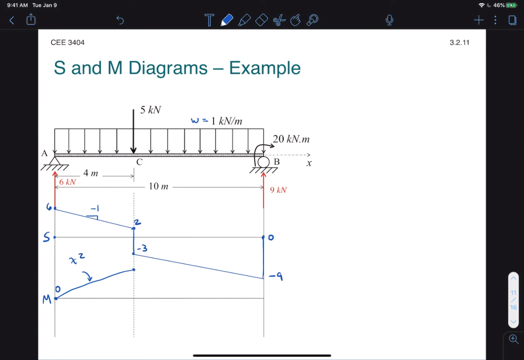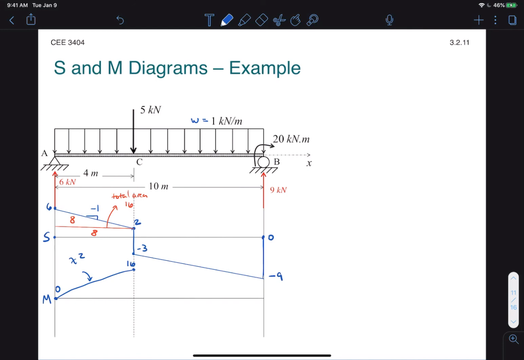To do that, we know that the change in moment from A to C is simply corresponding to the area under the shear diagram. The area under the rectangle is equal to 8, and the area under the triangle is also equal to 8. So the total area is 16. That means the change in moment from A to C is 16. 0 plus 16 gives us 16 at this point.